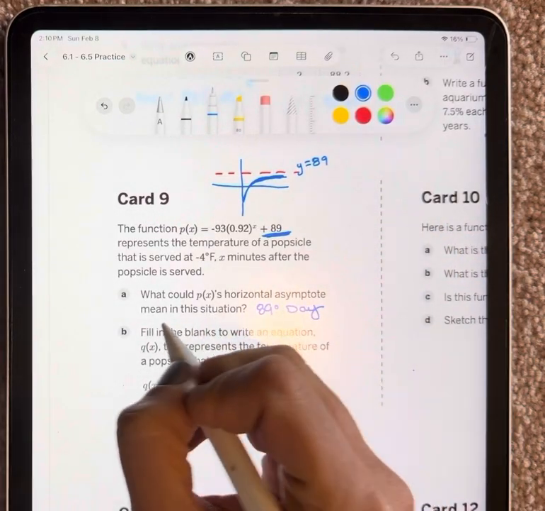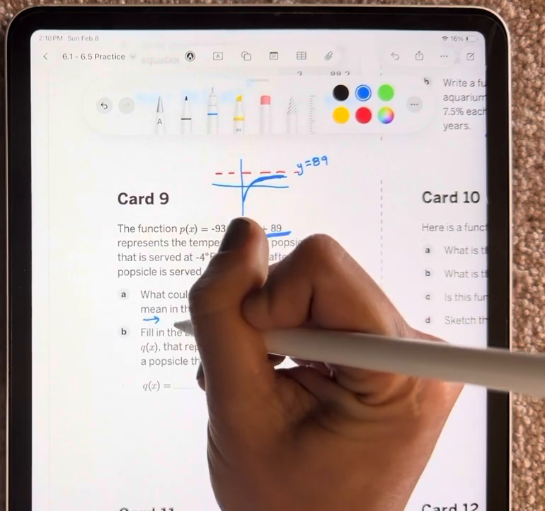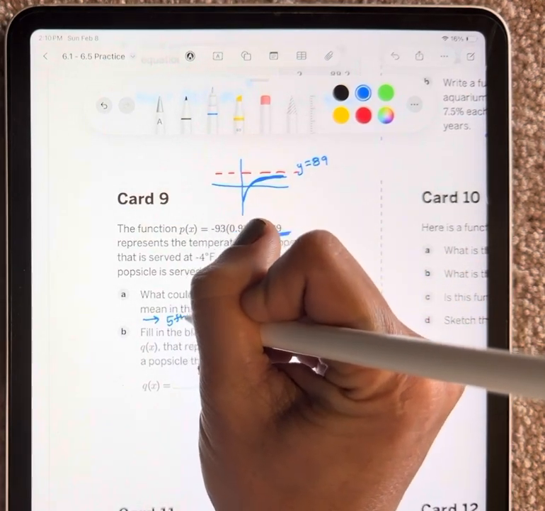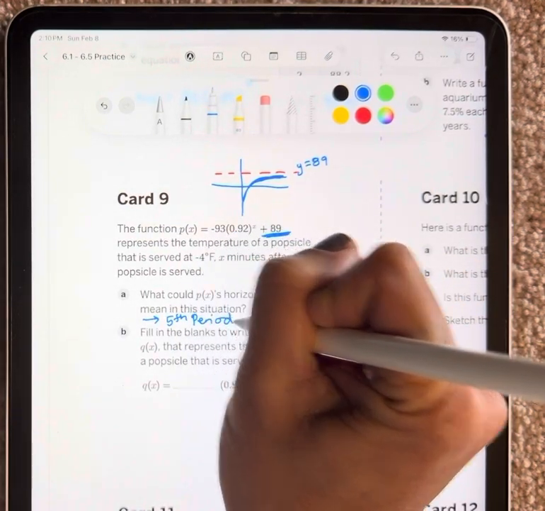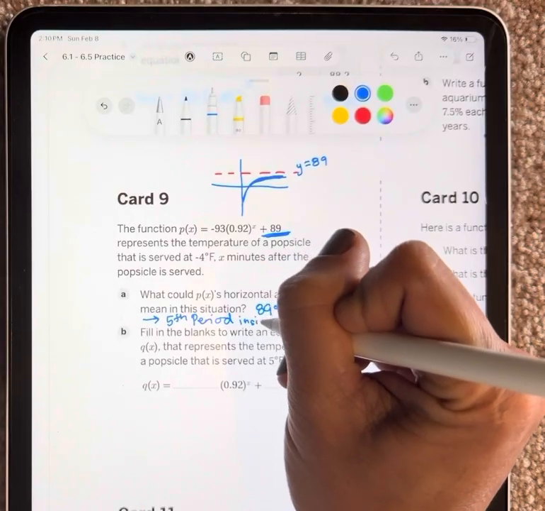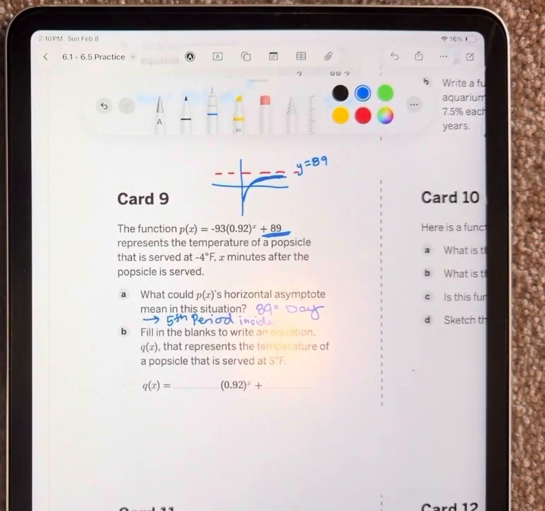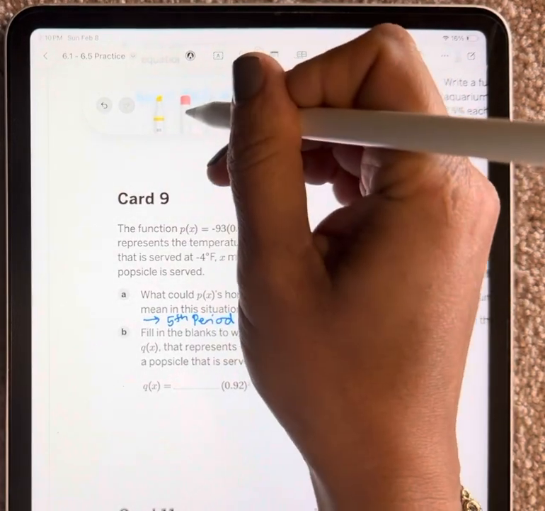Or, you know what this could be? This could be my classroom during 5th period. 5th period. Inside. All right, sorry, I couldn't help myself. Let's move on.